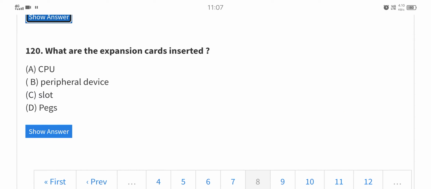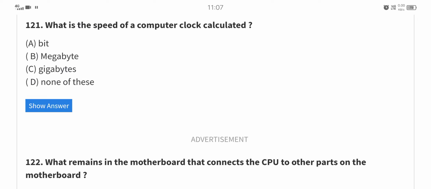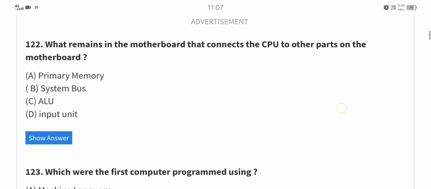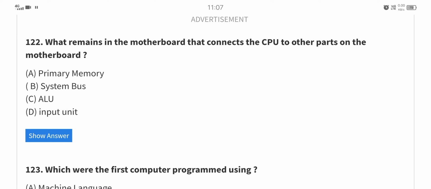In which slot are expansion cards inserted? What is the speed of a computer clock calculated in? What remains in the motherboard that connects the CPU to other parts on the motherboard? System bus.